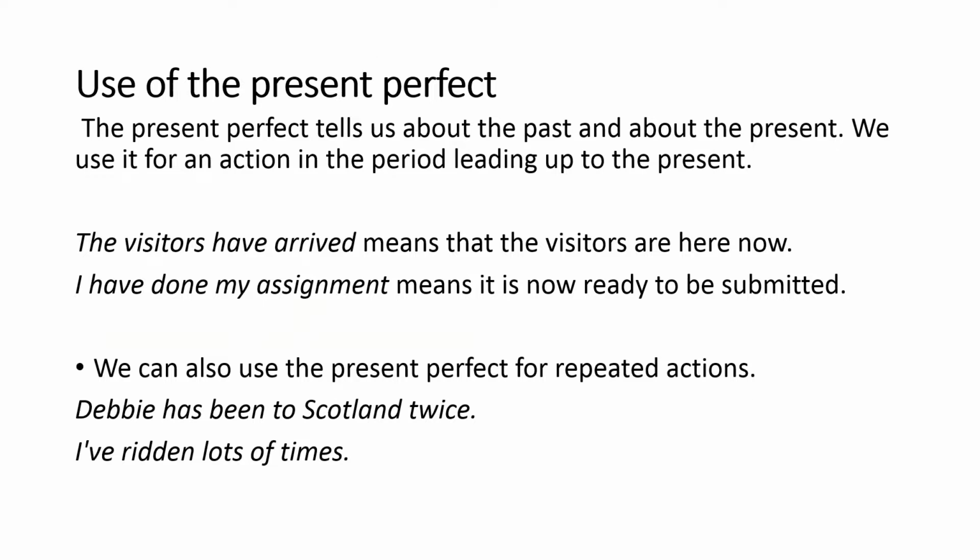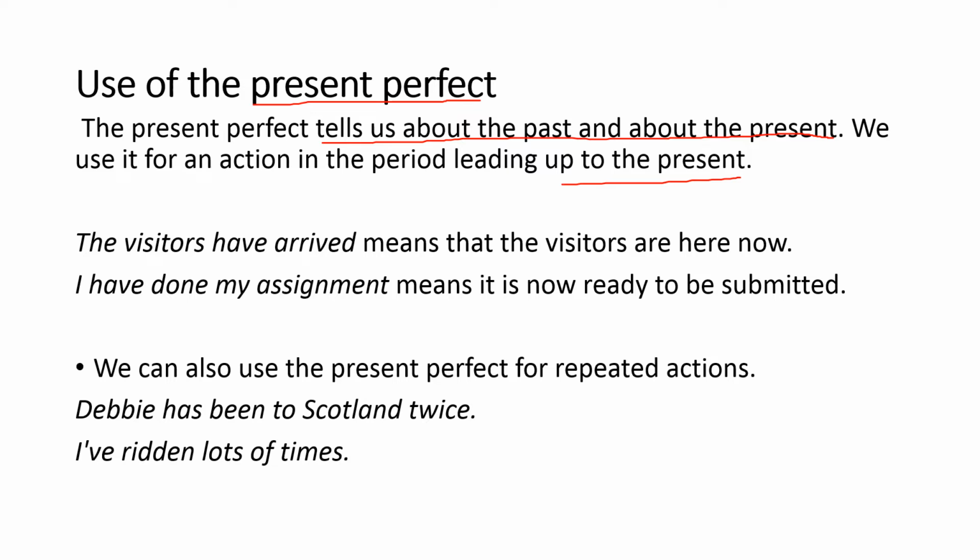Now, let's talk about the different uses of these tenses. We are going to start with the use of the present perfect. As you see here, the present perfect tells us about the past and about the present. It shows the relationship between the past and the present. So we use it for an action in the period leading up to the present.